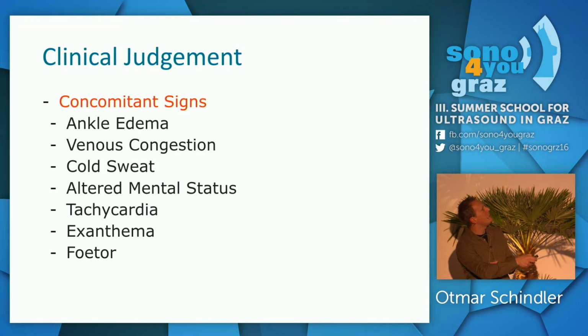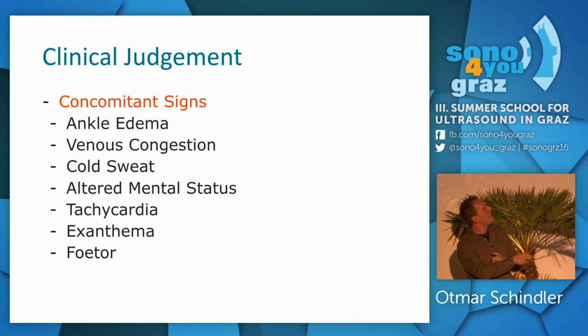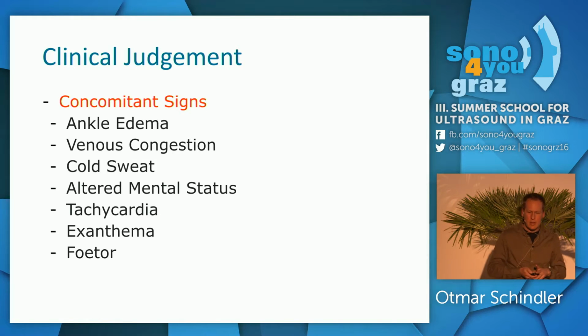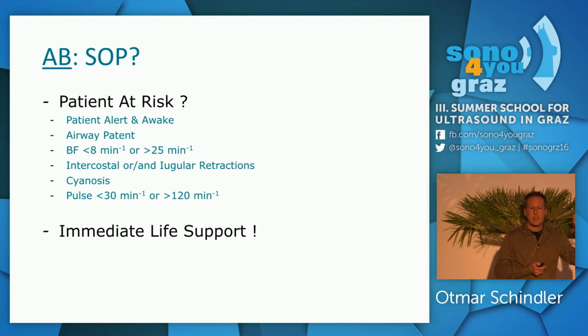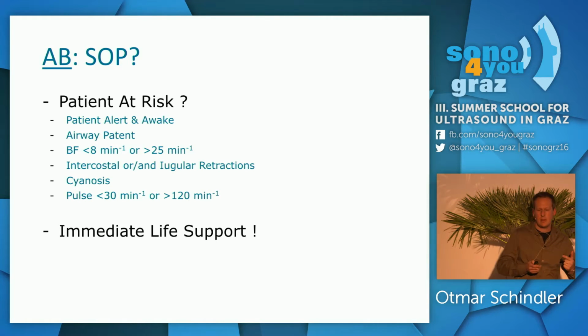Ankle edema, as we know, venous congestion, a cold sweating patient. A cold sweating patient is really severely threatened, yeah? Altered mental status, tachycardia, so everything that can happen. And then what do we do with that patient? We say, is he at risk or not? Do we have to act immediately or do we have a bit of time?